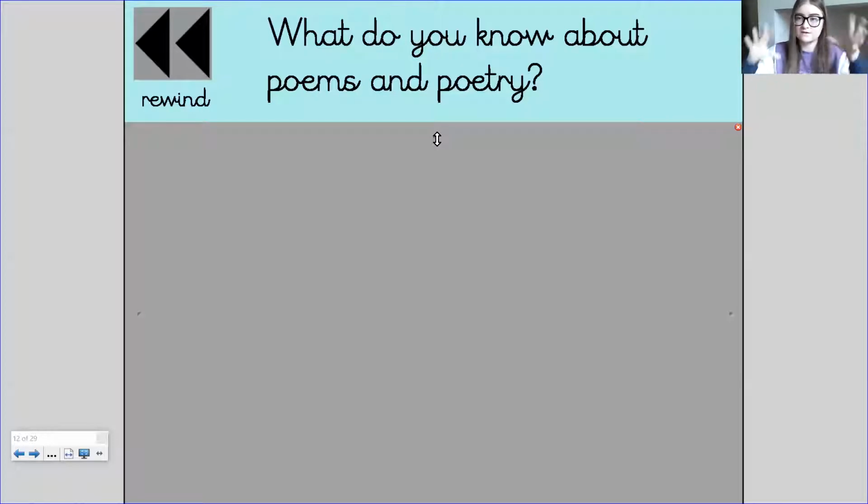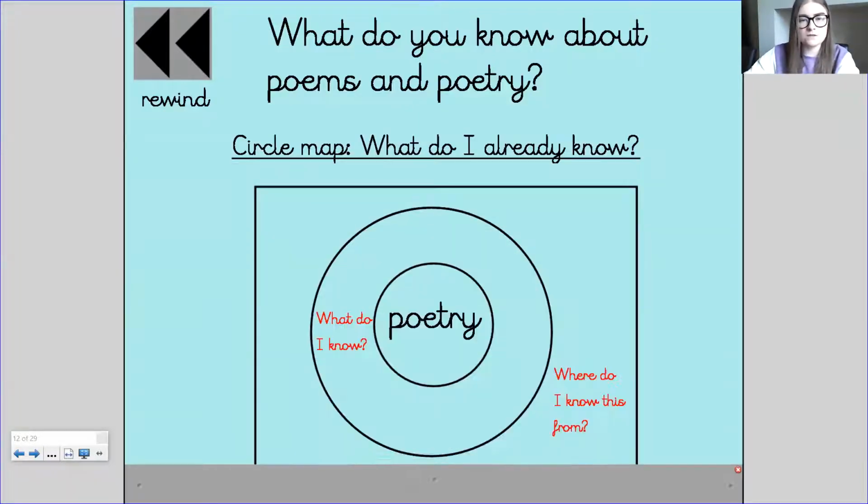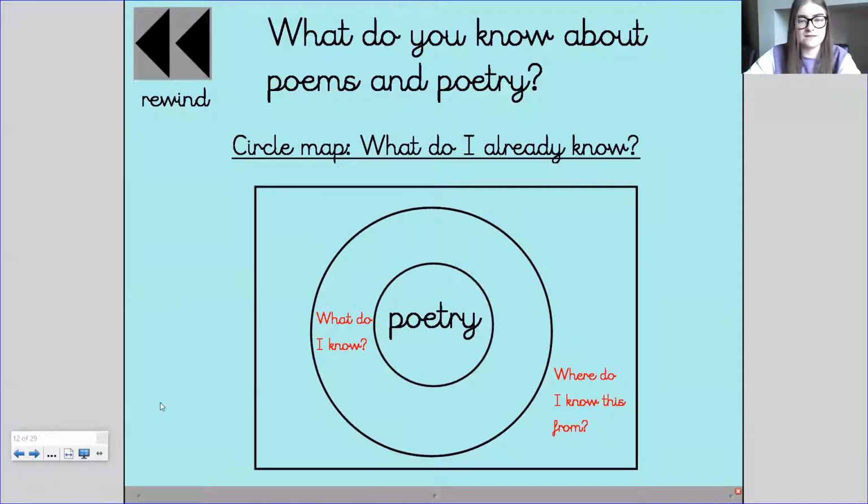What we're going to do is take all of that we already know about poetry and put it down on the page, so that as we go through, we can look back at this and see how much we've learned. We're going to use what's called a circle map. This is what it looks like, and it helps us to see what we already know about a topic and how we know it.